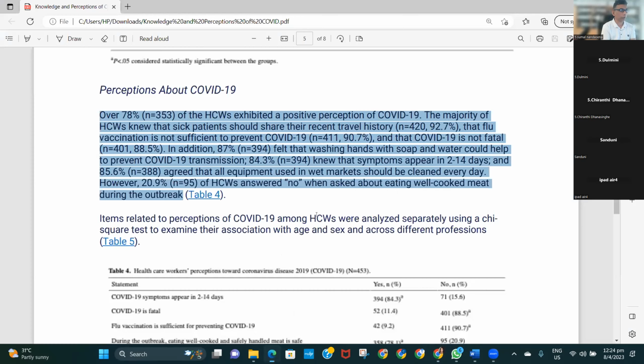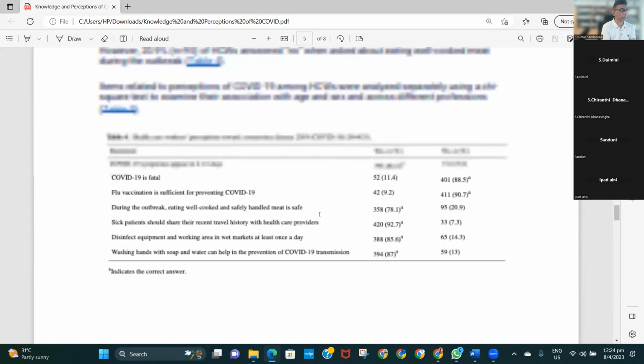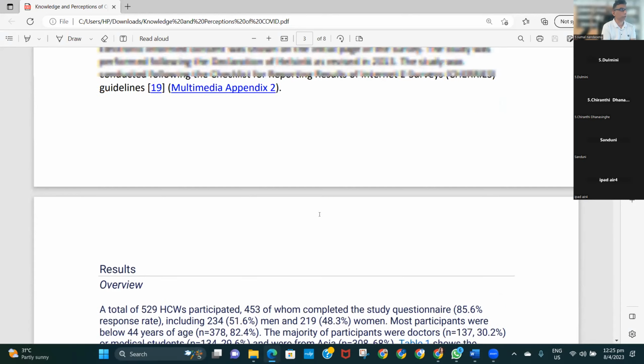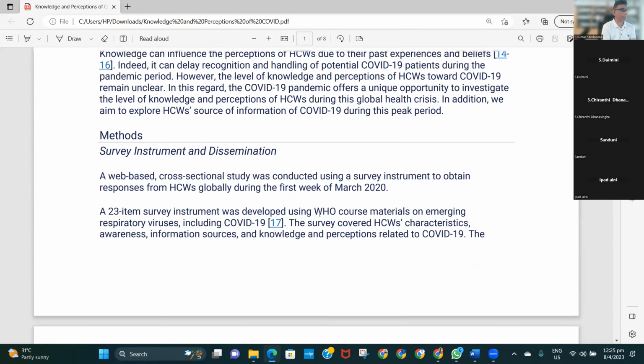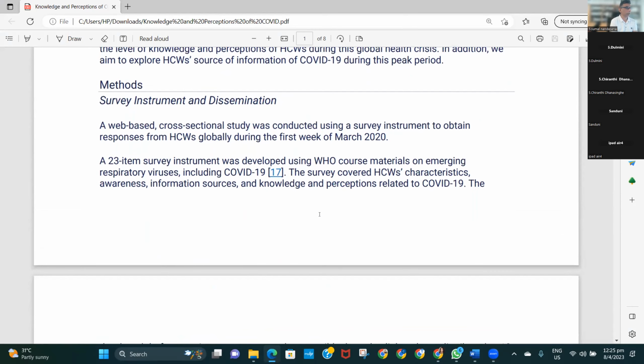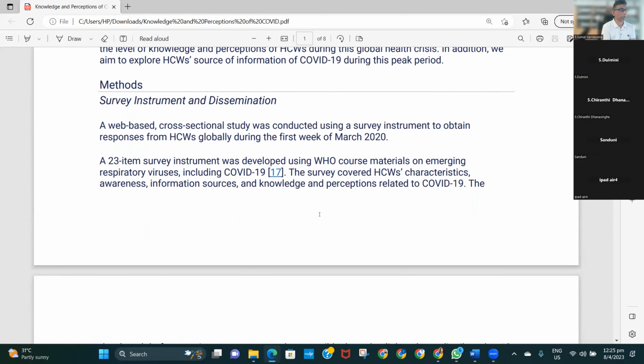So we have to seriously think of reducing the number. The method should be shortened further. So this is a web-based cross-sectional study. So that wording should come there.